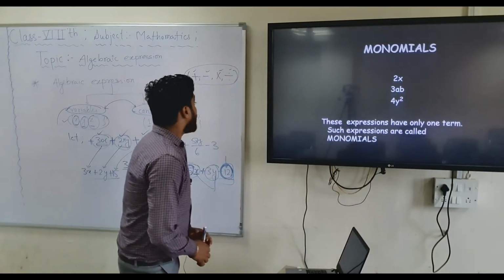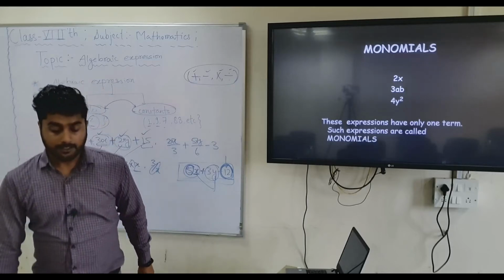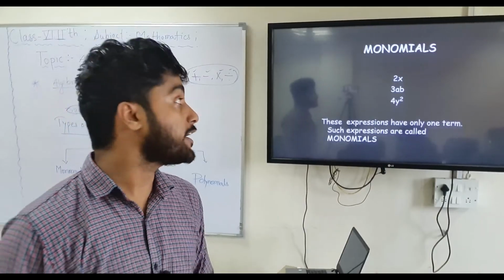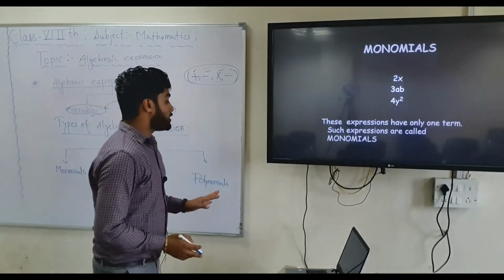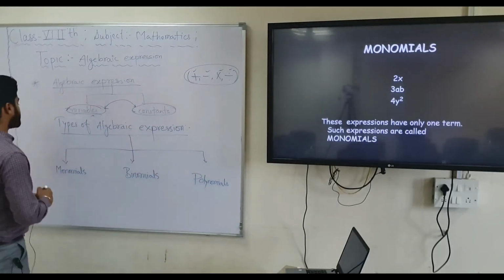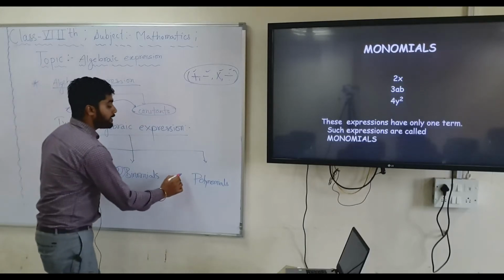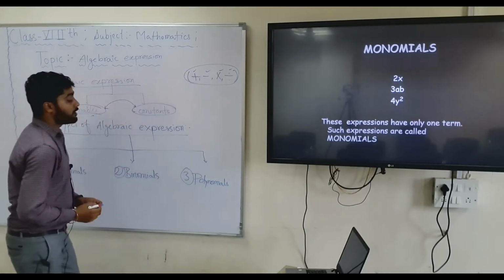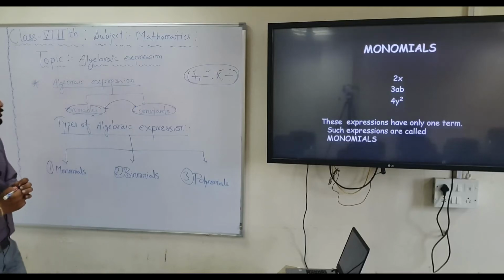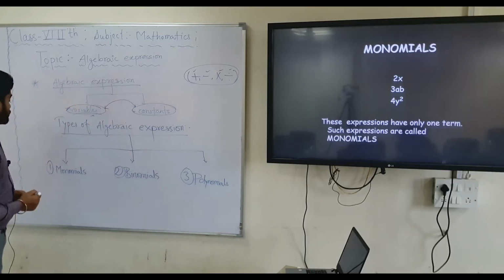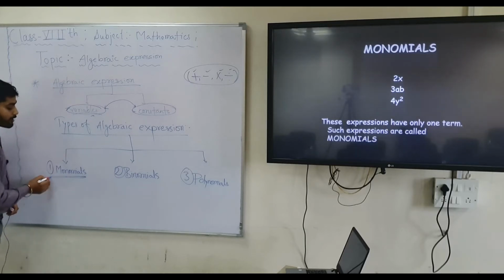Now, how many terms are there in an algebraic expression? According to the number of terms, algebraic expressions have some types. The first type is monomial, the second type is binomial, the third type is trinomial, and the fourth type is polynomial. Okay, firstly we have to learn about monomial.